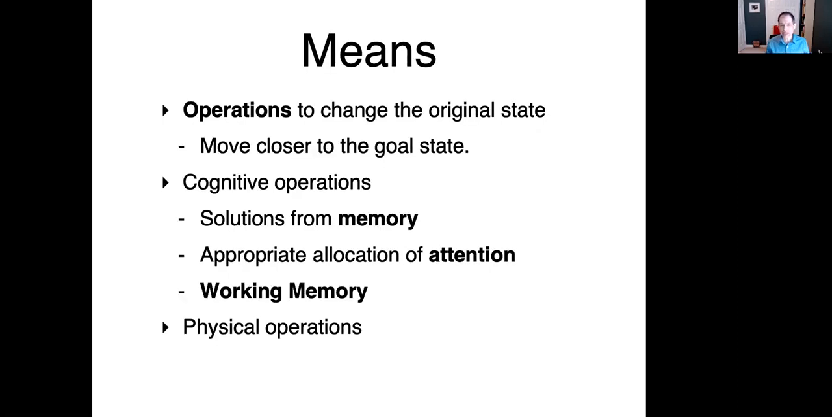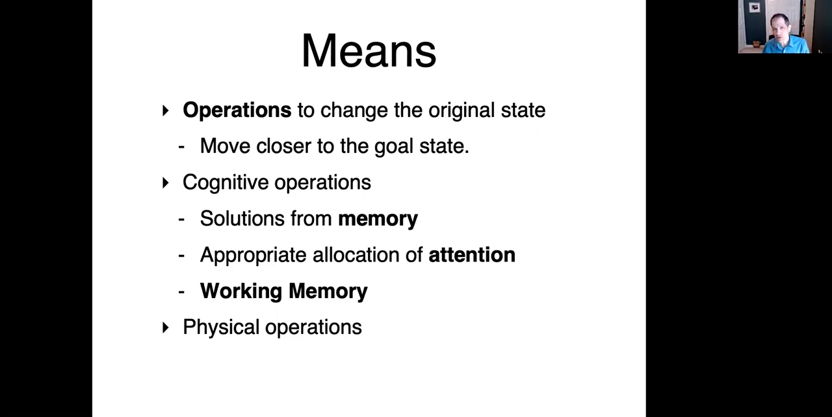So how do we remove these obstacles? We employ what are called means. And these are operations to change the original state to move closer to the goal state. And these might be cognitive operations like solutions from memory, remembering things you did in the past, appropriate allocation of attention, the use of working memory to be able to reason through or talk through some of the ways in which you want to solve this problem.